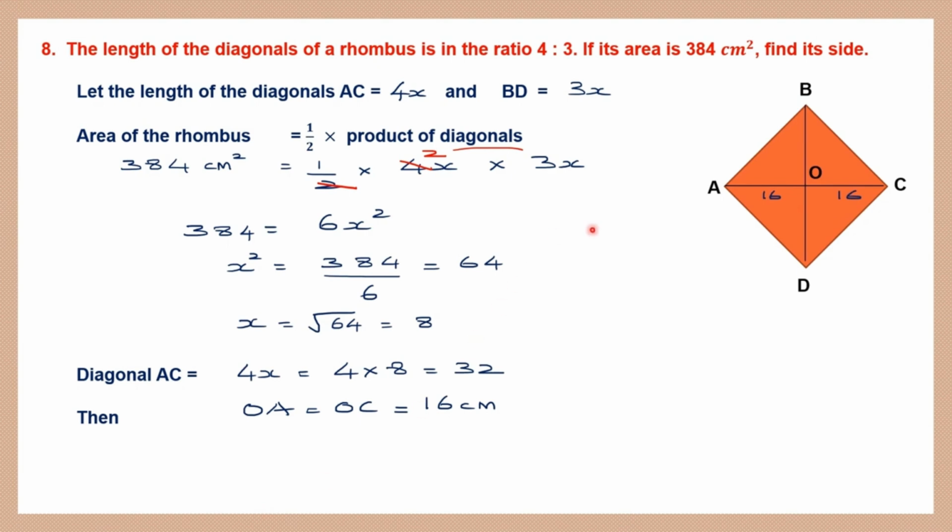So this is when you take only the diagonal AC. When you take the diagonal AC, we have found this. So here we wrote 4x, we substituted x with 8 and found.